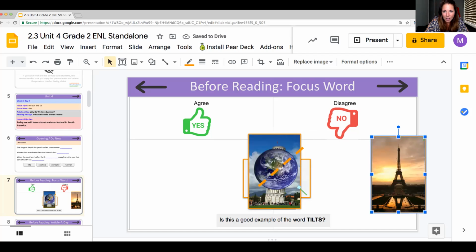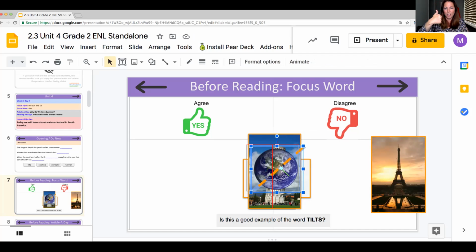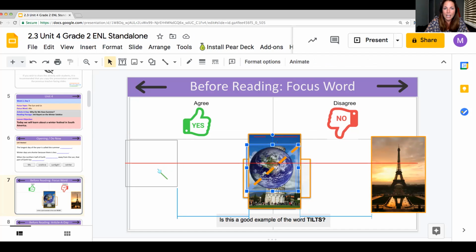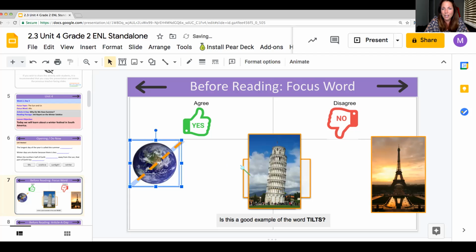How about this photograph? This is the Earth. Let's see your hands, readers. Do you agree that it's a good example of the word tilts, or do you disagree? Yeah, we see this line here, this imaginary line that shows that the Earth tilts. So we're going to put it in the agree column.